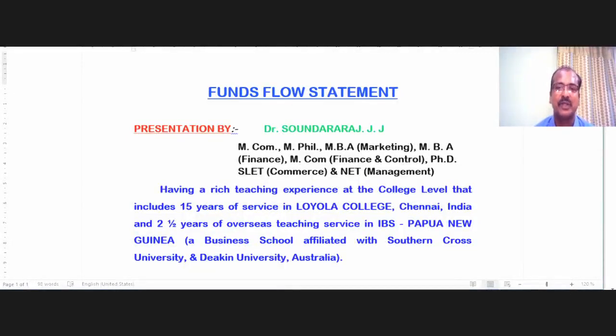Soundararaj. Through this video, I am going to explain the procedure to be followed for preparing funds flow statement. I will explain the procedure by using a problem.